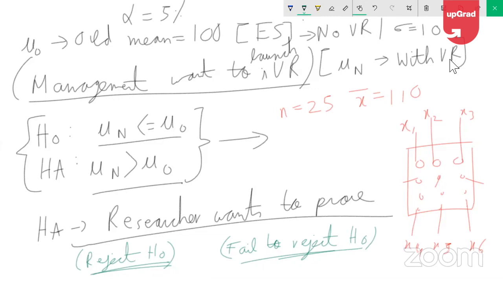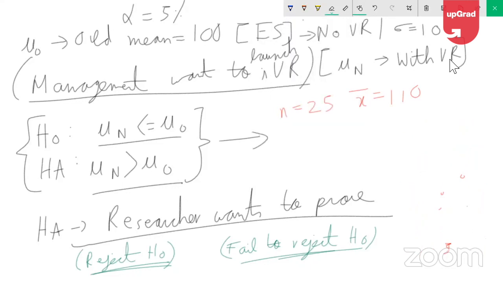So this is all you need for this question. Take a minute. Mu old is 100. Sigma is the population standard deviation, that is given as 10. N is 25. X bar is equal to 110. And SE, what is SE? All of you know SE. I'm going to go back and write it down for you.